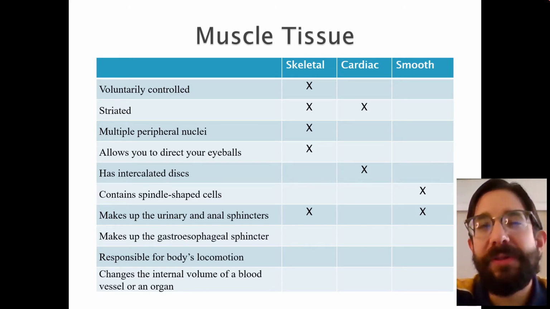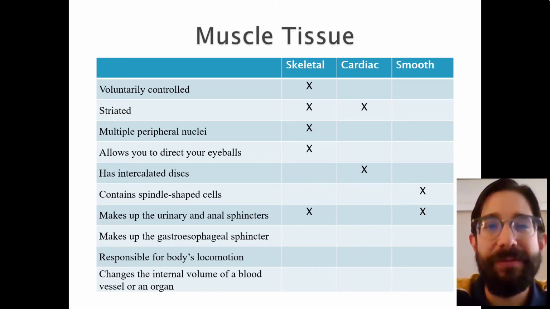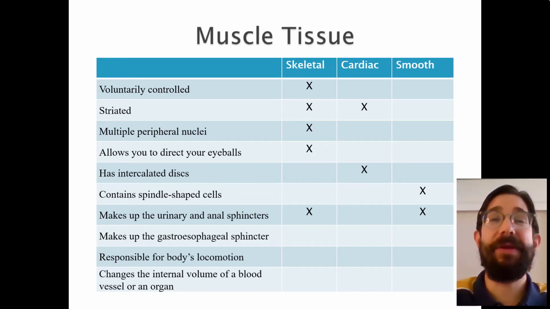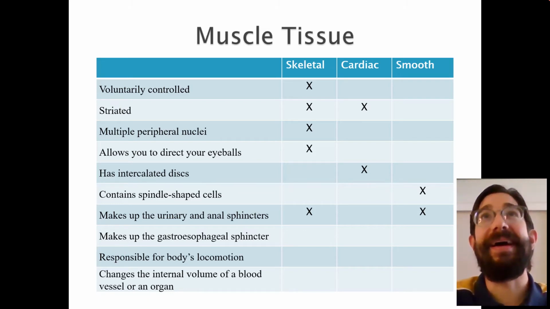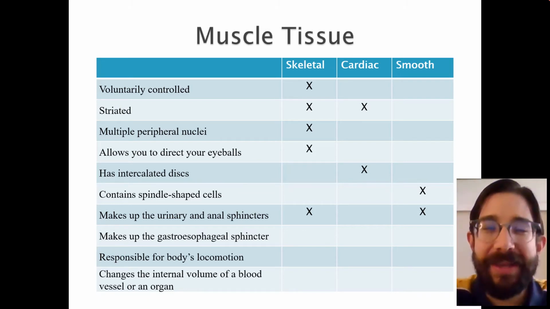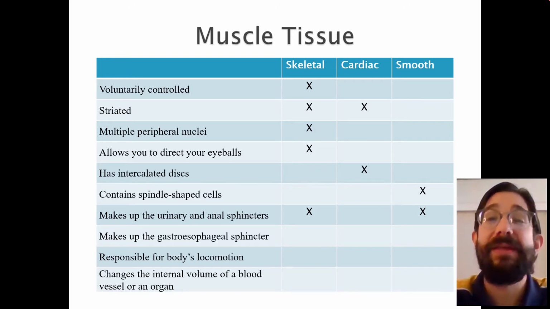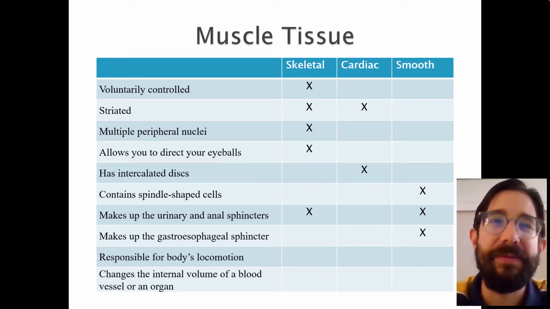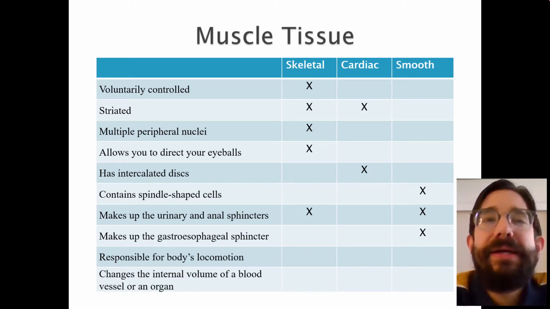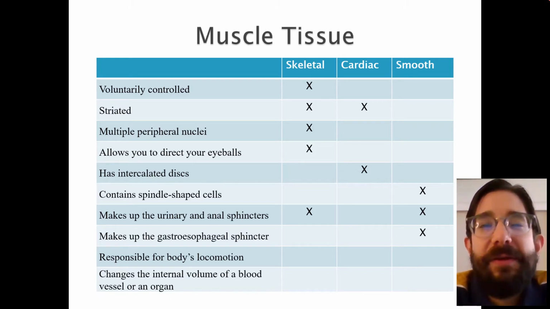What about the gastroesophageal sphincter? The sphincter that separates the gastric region, the stomach, from the esophagus. You want to see me open mine right now? I can't. I can't voluntarily control that sphincter. So that must be all smooth muscle. Responsible for the body's locomotion is, of course, skeletal muscle.